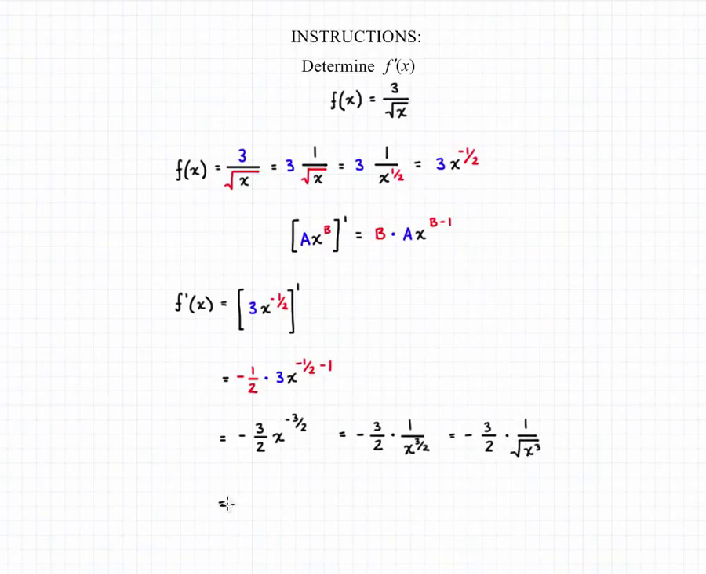And when we clean that up, we'll have our final answer, which is that our derivative equals negative 3 over 2 times the square root of x cubed.